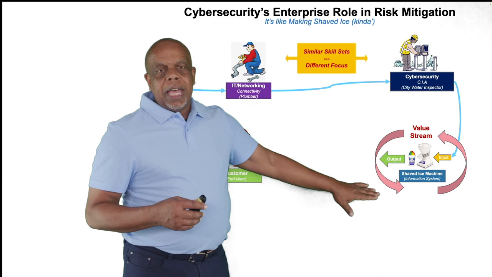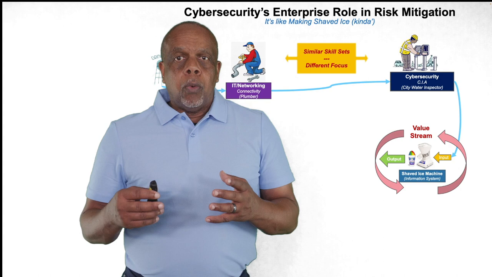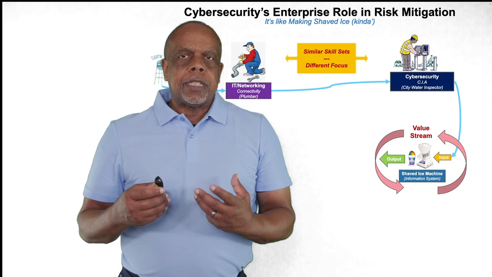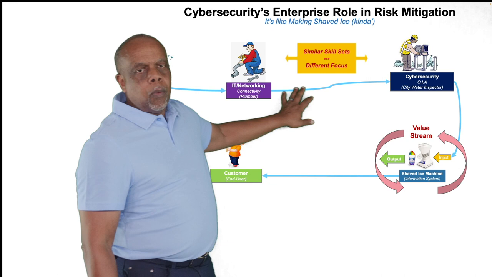Very critical for cyber that we understand the value stream, because now we have a better idea of what we're protecting. What's valuable? What's the, like I said, the golden egg? What is this company producing? And how do we protect that IP, that intellectual property of what's being produced? And now the output of that goes to the customer. That little boy, he has shaved ice. Why? Because our IT guys got water from the city to us. We verified the quality of that water.